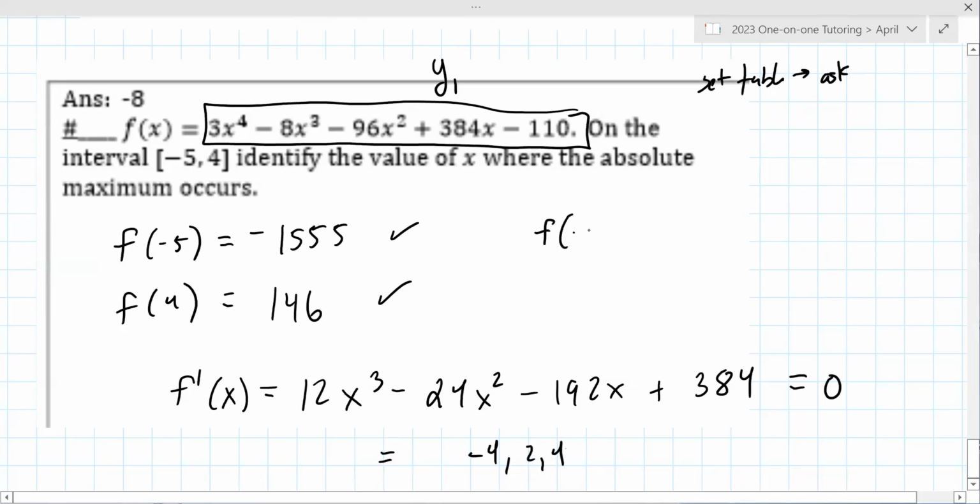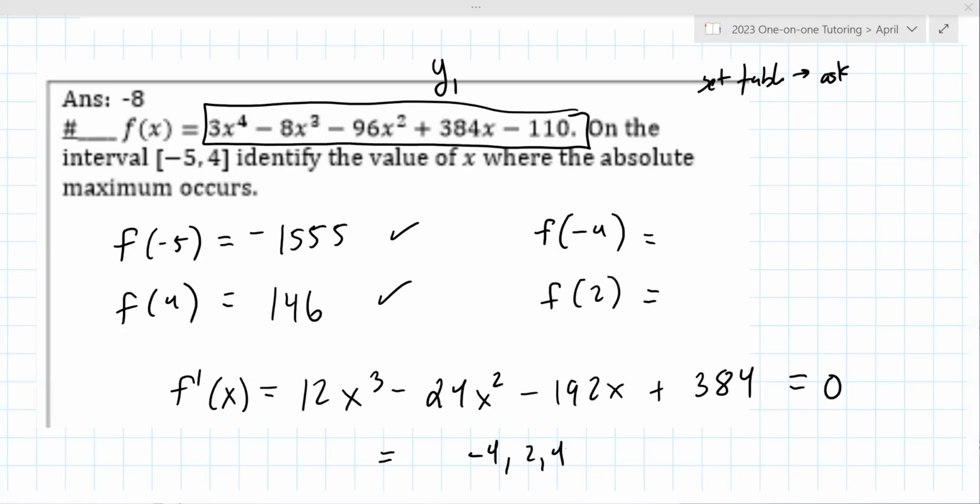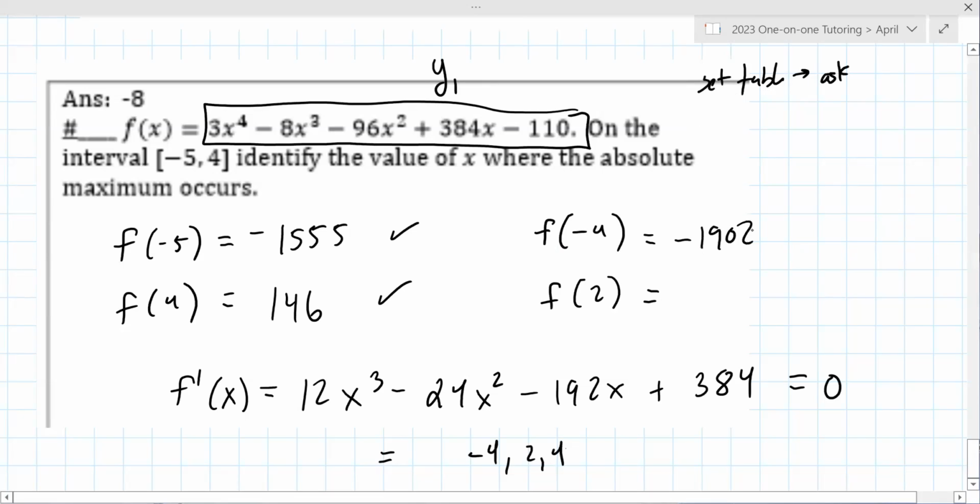So you also have to calculate f of -4 and f of 2. This is again why having the calculator there, you could just go to the table or the graph and get them. It will save you a ton of time here. -4 appears to be minus 1902. And f of 2, 258, maybe.